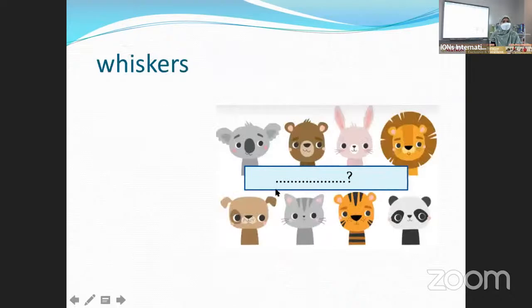So which animal has whiskers? One, it's a rabbit. What else? It might be a cat. Yes, they do. How about the koala? Does a koala have whiskers? I guess no. How about a dog? I guess no. How about the lion? Yes, they have whiskers here.